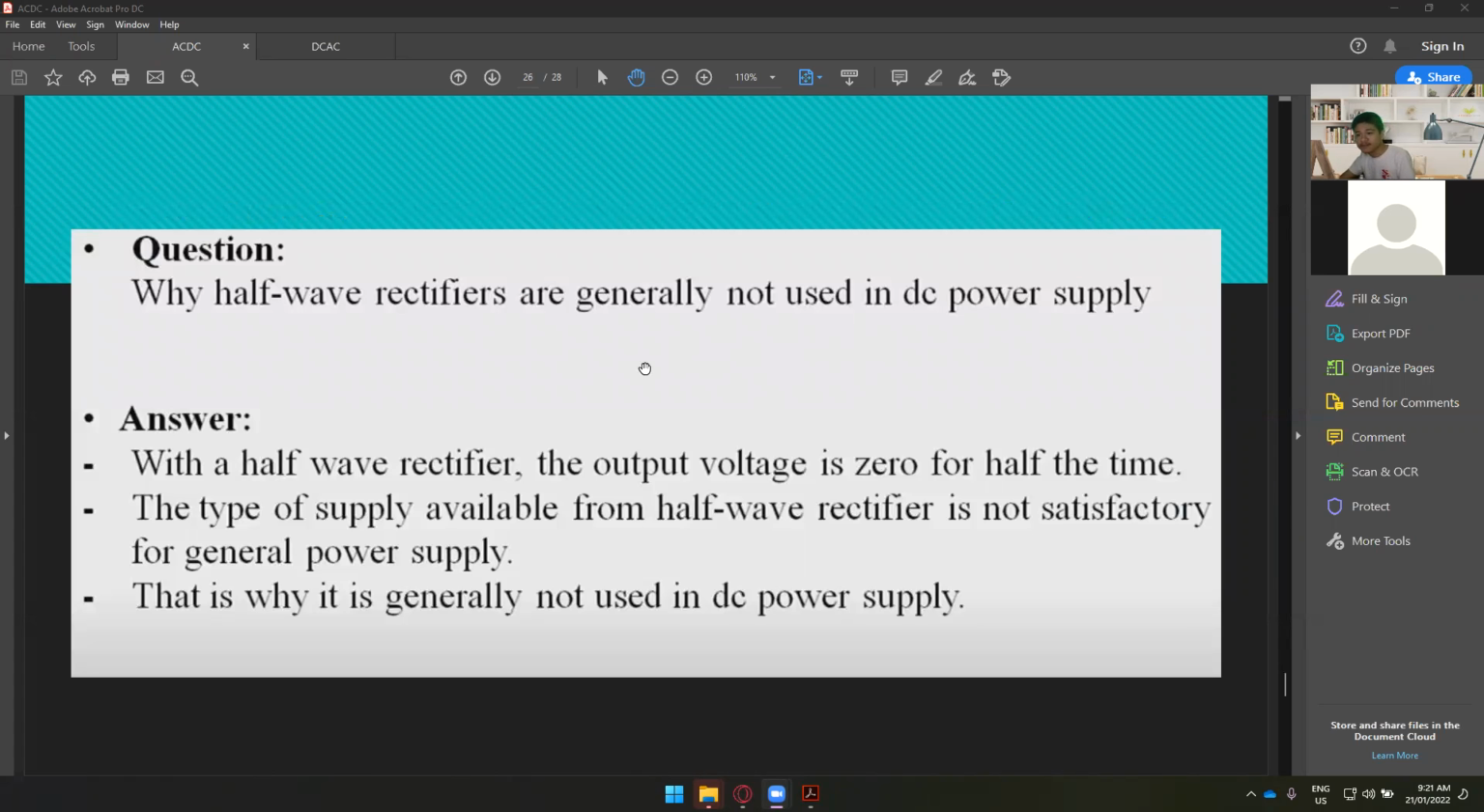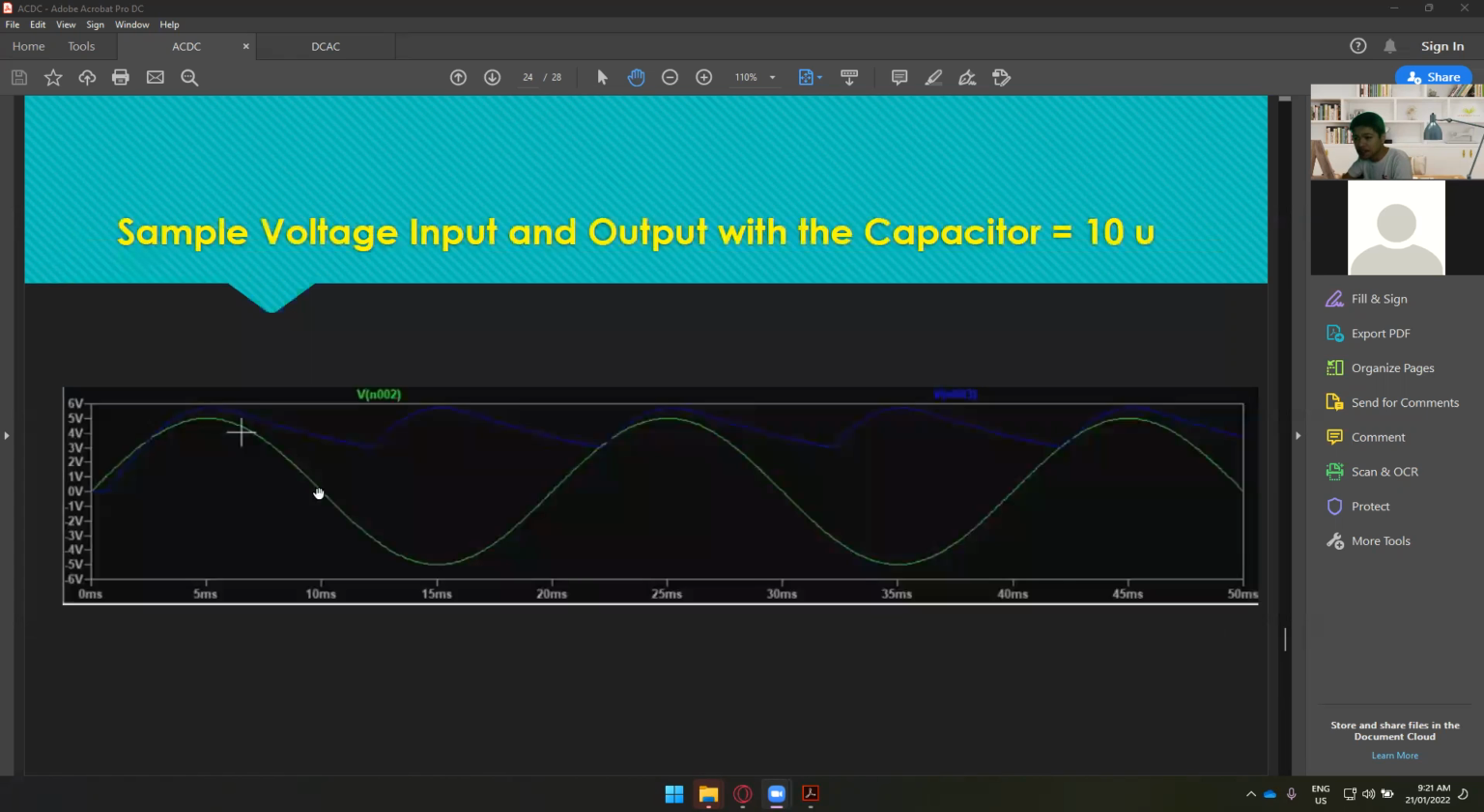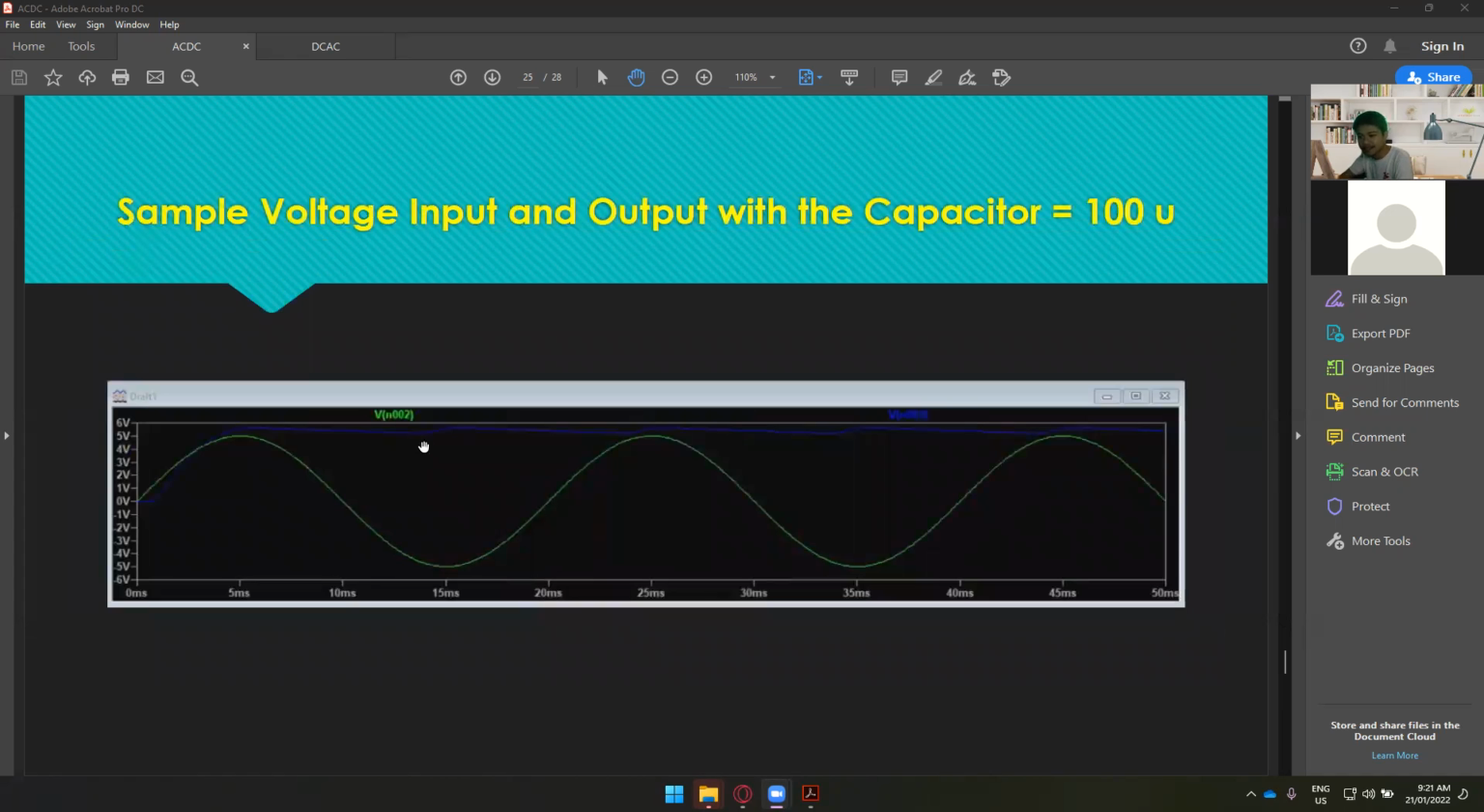Well, I just have some theory right here. Why are half-wave rectifiers generally not used in DC power supplies? That's because with a half-wave rectifier, the output voltage is 0 for half the time. The type of supply available from a half-wave rectifier is not satisfactory for general power supply. That is why it is generally not used in DC power supply. If possible, we want to attain something like this: almost a perfect DC output, a pure DC output, which is purely, let's say, 6 volts only.